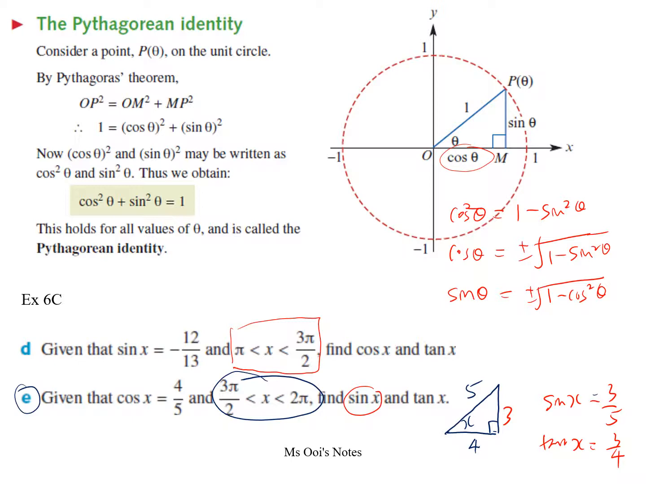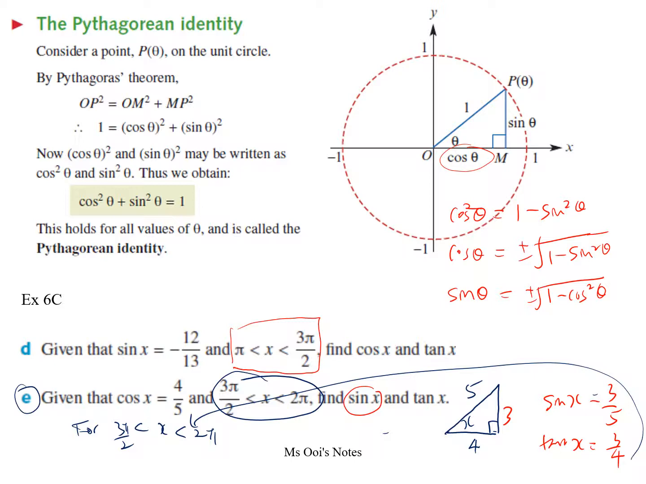I'm running out of space. Okay, where can I write? I'm going to write it here. So x lies between 3 pi over 2 and 2 pi.